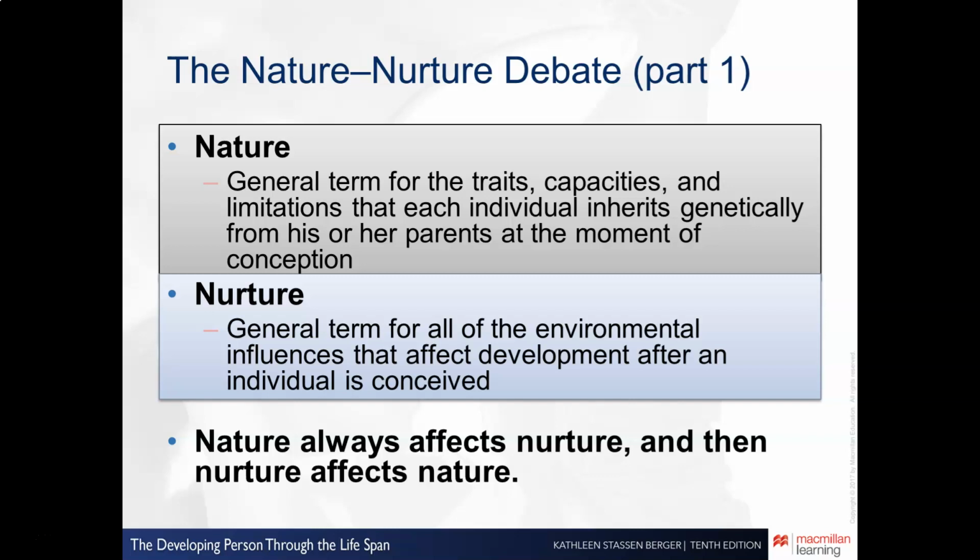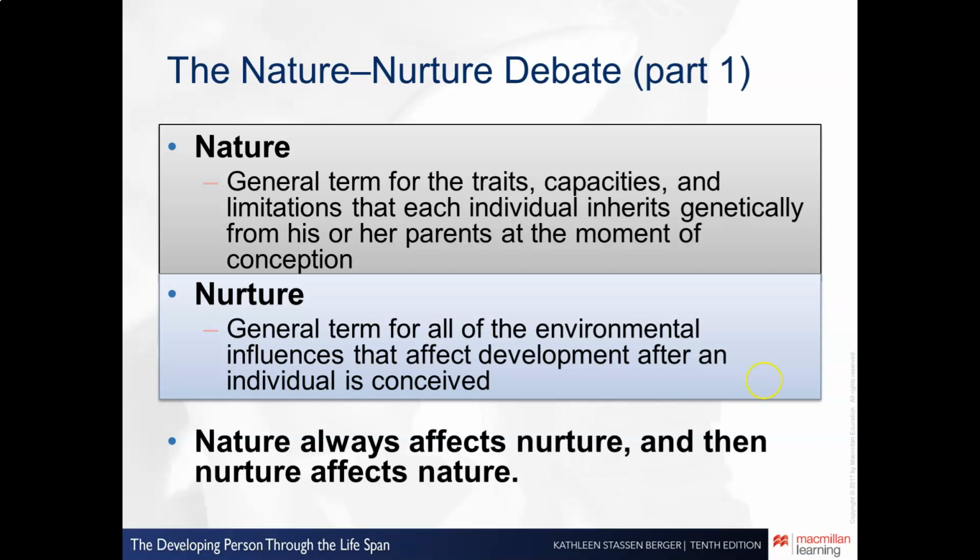Okay, so we're going to move on and we're going to take a look at the nature versus nurture debate. And so nature, that generally refers to the traits, capacities, and limitations that each individual inherits genetically from his or her parents at the moment of conception. So that's hence the term nature, that is inherited genetic traits and information. Now, on the other hand, nurture, that's the term for all the environmental influences, the effect the environment has on the individual.